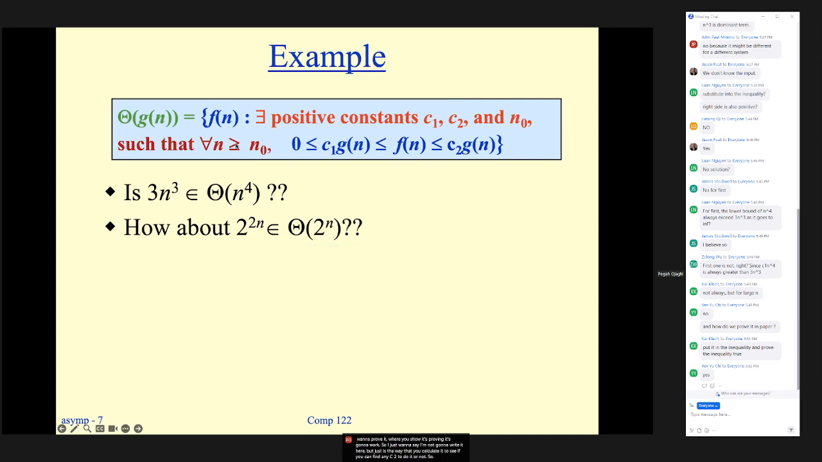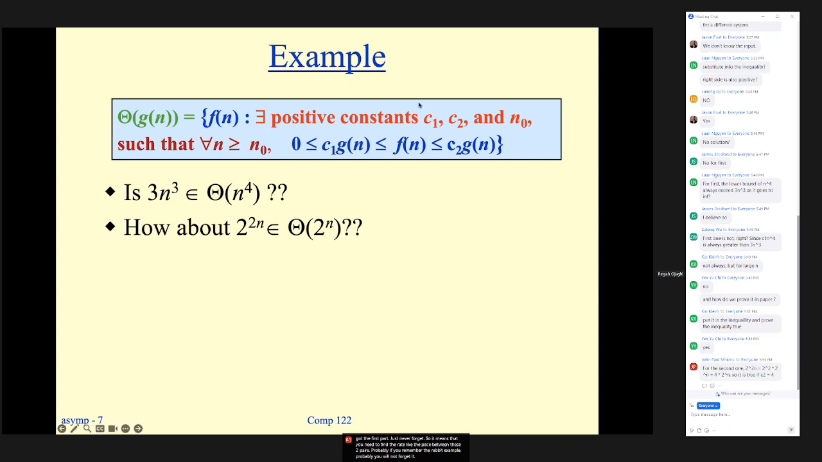Okay, we just got the first part. Just never forget that you need to find the rate, the pace between these two paces. If you remember the rabbit example, probably you will not forget it.